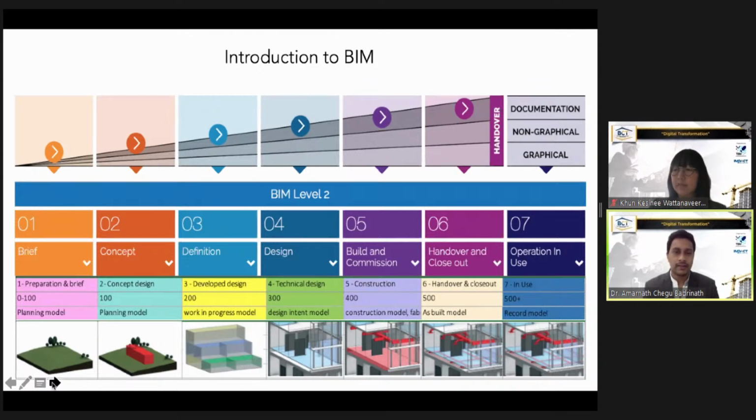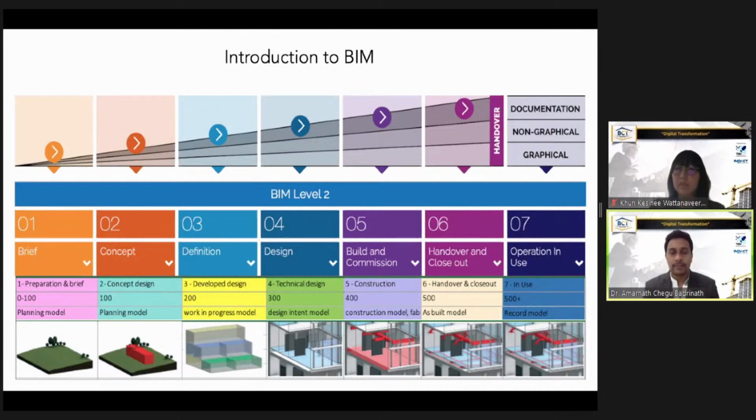And as you can see here, stage 1 is like LOD 100, where the client and consultant discuss the projects and get the information, and then do the basic conceptual model. Then the work in progress model with LOD 200, then the design intent model, then the construction model, the fabrication model comes to the construction, and then the handover, and then the maintenance.